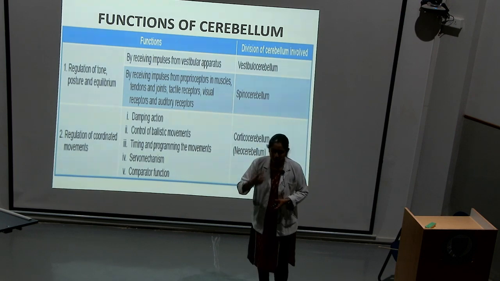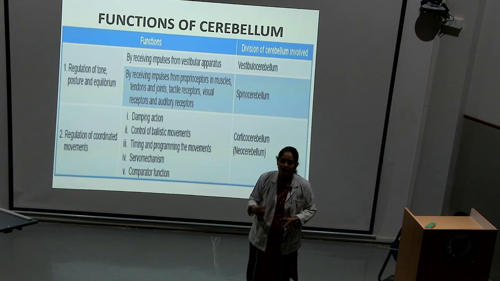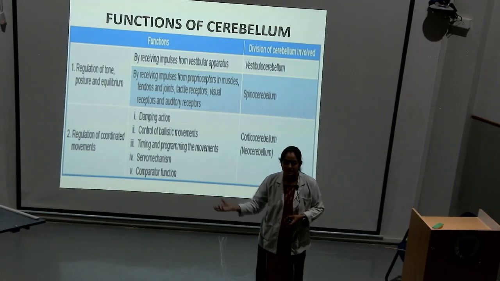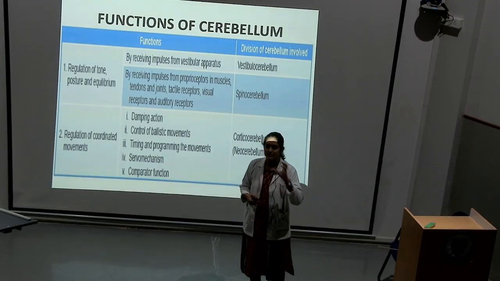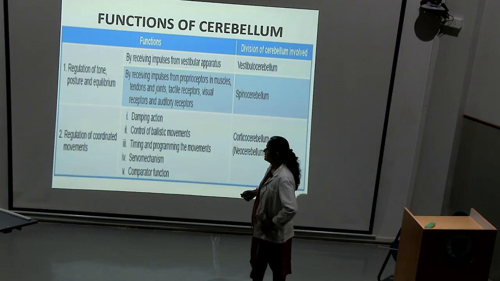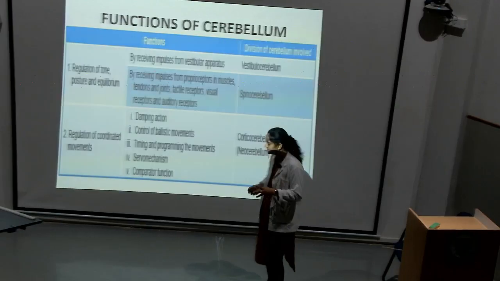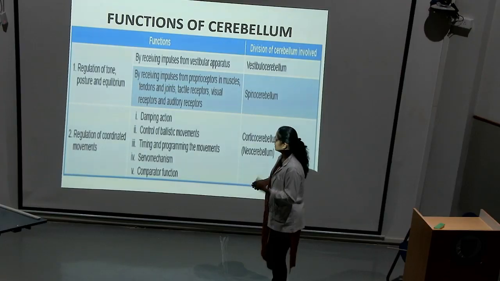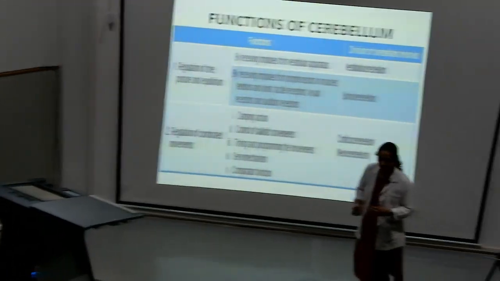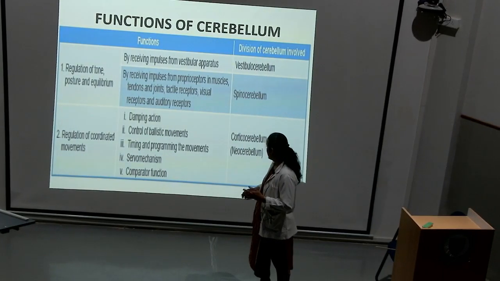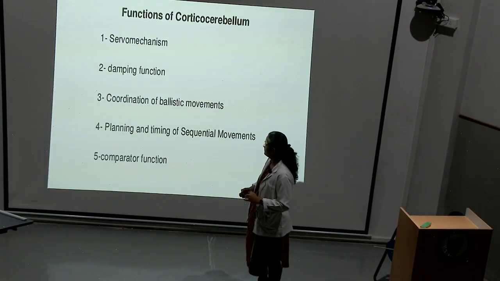So, even if you close your eyes, you are able to know where you are standing, and with your eyes closed, when you hear something, you are able to understand if something is coming at you. All this is with the help of the cerebellum. Then regulation of coordinated movements. It is done by a wide variety of actions: damping action, control of ballistic movements, timing and programming these movements, servo mechanism and comparator function. All this is coordinated by your neocerebellum.